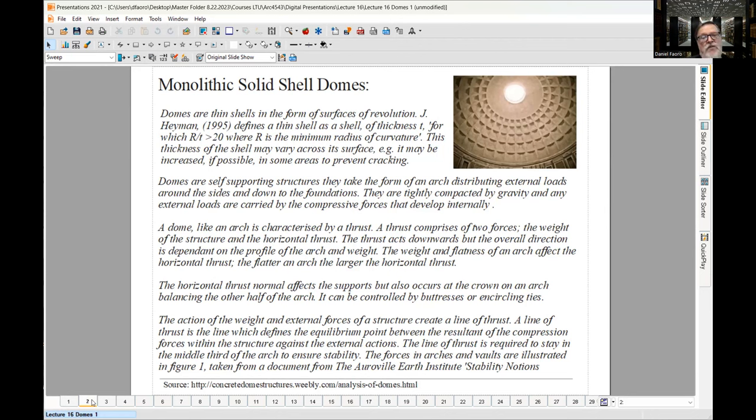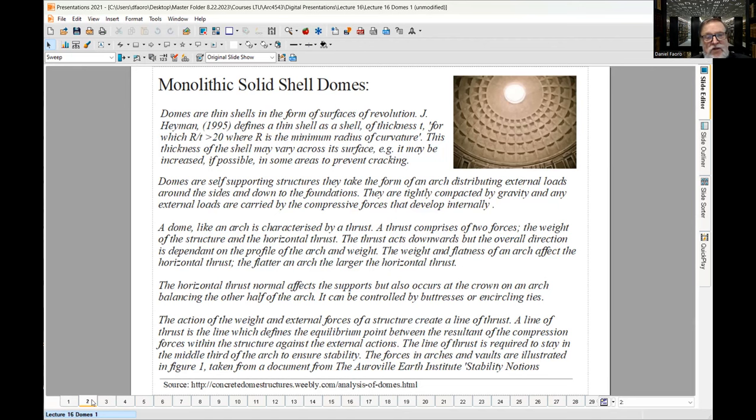Domes are considered self-supporting structures. They take the form of an arch distributing external loads, but sort of like an arch rotated 360 degrees around the sides and down to the foundations. They're tightly compacted by gravity and other external loads, carried in compressive forces that develop internally. So domes in concrete, domes in masonry-type units are fairly common. Anybody recognize the dome on the right? History class. Starts with the letter P, Pantheon. Okay. Notice it actually has a sort of coffer-like recess in the dome. It's kind of like a waffle slab. That's to reduce the thickness and the mass of the dome, creating some efficiency in its shape profile as well.